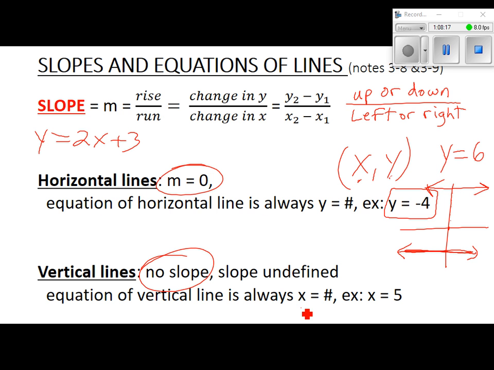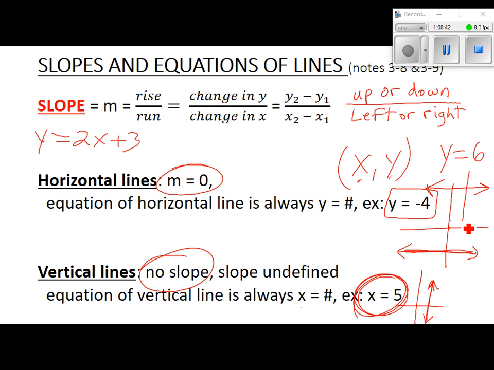If it's x equals some number, then it's going to be a vertical line. So if I have this, a vertical line is going to look something like this. I could draw a vertical line. The equation is always going to be just x equals some number. So x equals 5, no y's. X equals 12, x equals -3, whatever it is. That'd be the equation for this.